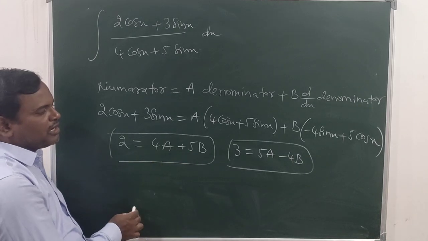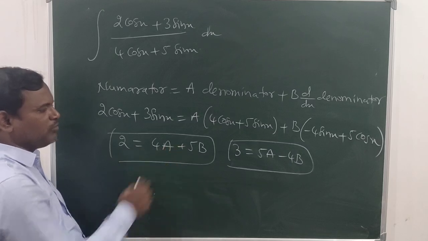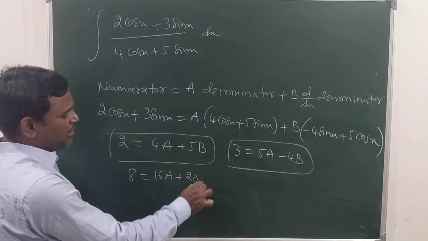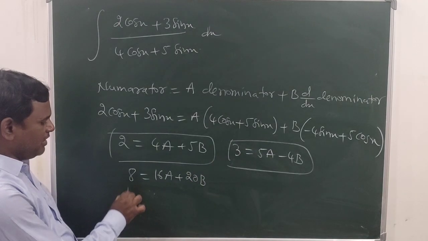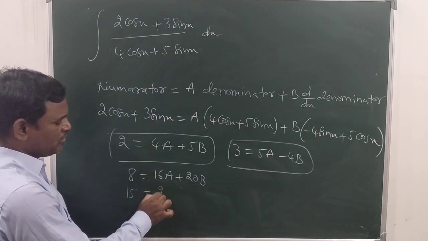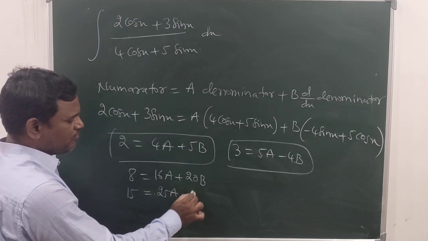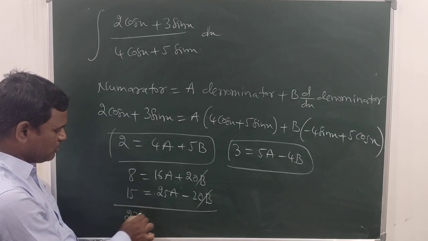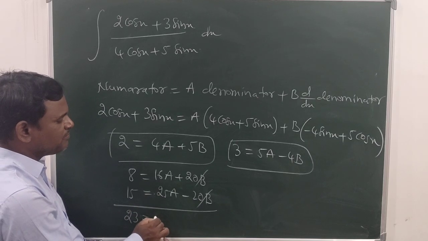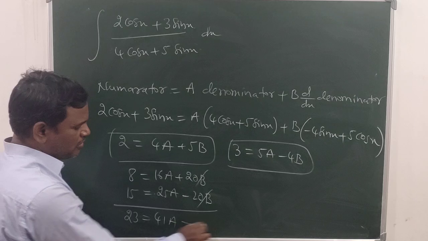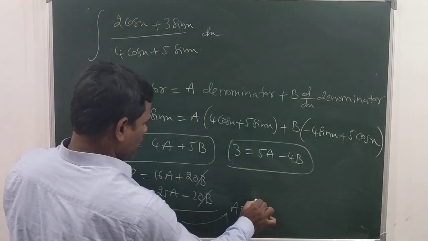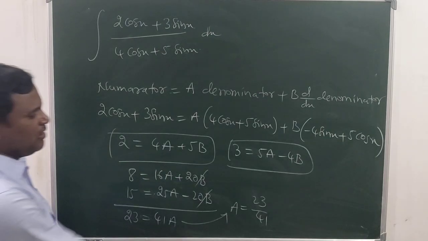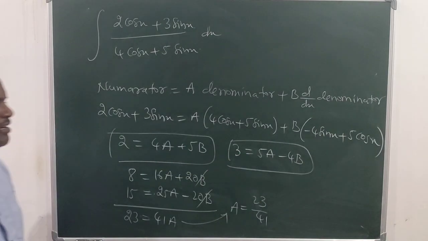So here, okay, I am solving both of them. This one I would like to multiply with 4: 8, 16a, 20b. This one I would like to multiply with 5: 15, 25a, 20b. Both of them cancelled, and here it is 23 equals 41a. Now your a will be 23 by 41. Okay students, write this A value either here or here so that you will get B.